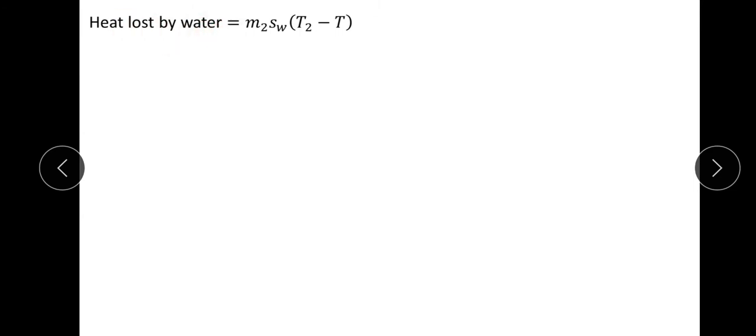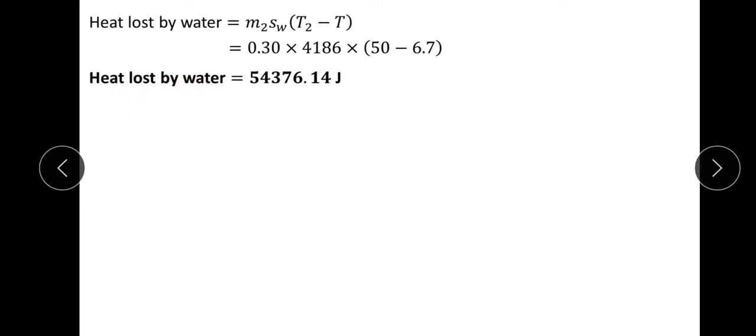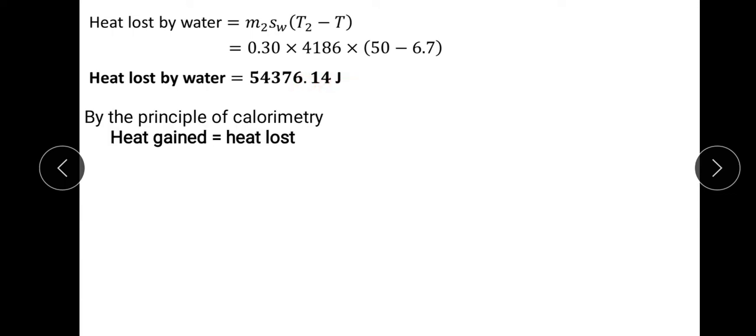Heat lost by water is M2SW into T2 minus T1. Let us substitute them. M2 is 0.3 and specific heat of water is again 4186. T2 is the initial temperature of the water, which is 50 degrees Celsius, and common temperature after mixing is 6.7, so 50 minus 6.7. Now the heat lost by water, after multiplying these, you will get this much, 54,376.14 joule.